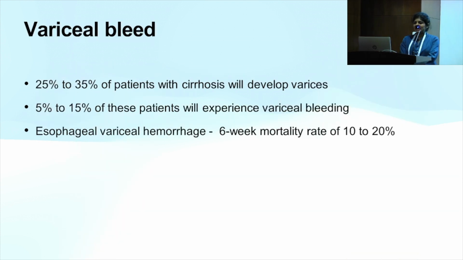So variceal bleed: in a patient with cirrhosis, around 25 to 30% of the patients will have varices. Out of these, 5 to 15% of them will have bleeding. And the mortality is very high. Six-week mortality is found to be as high as 10 to 20% if the patient is having a variceal bleed.